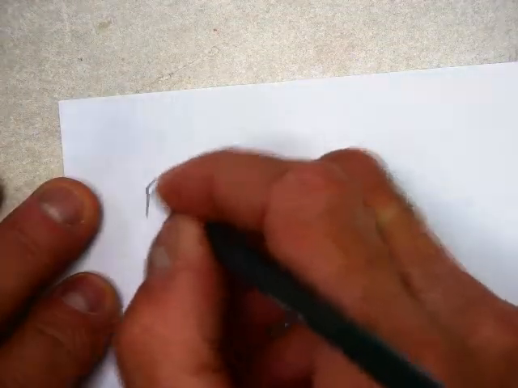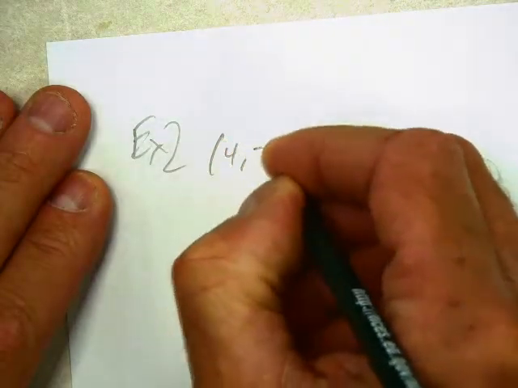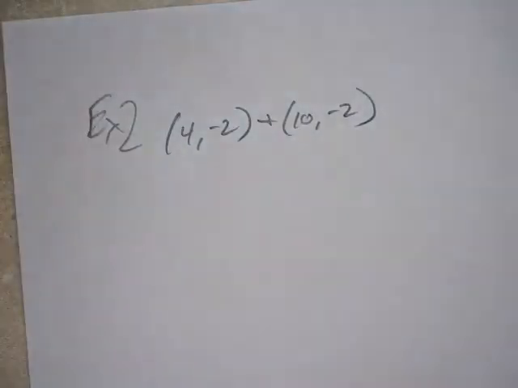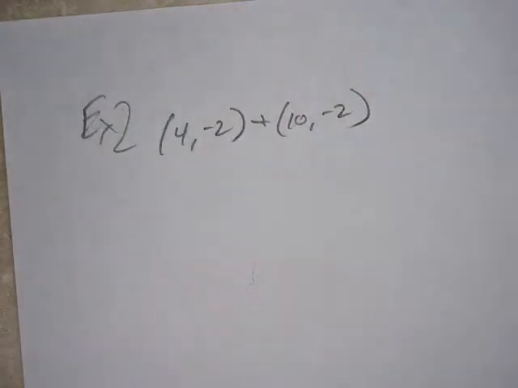Okay. Release the Kraken. Here we go. I've got to throw a little bit of a wrench in the works here. 4, negative 2, and 10, negative 2. Find me your equation, please. Challenge you. You can do it. Come on, brainstorm. Think it out.